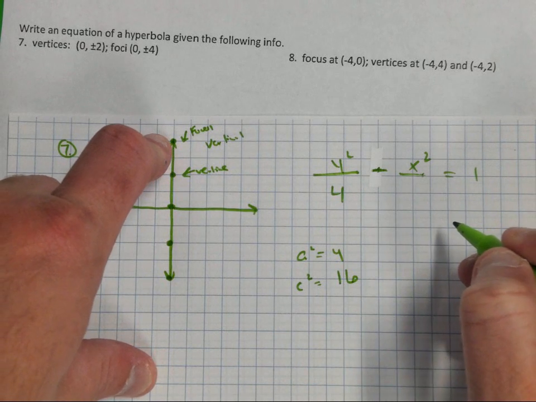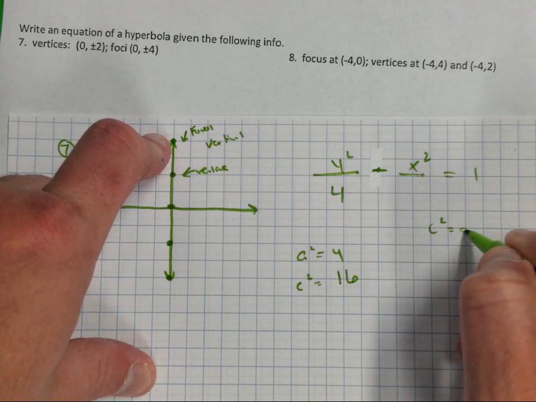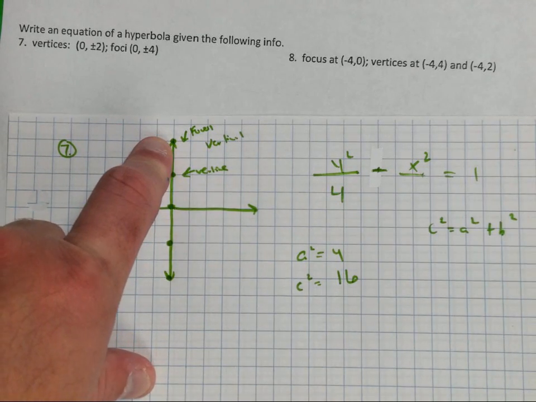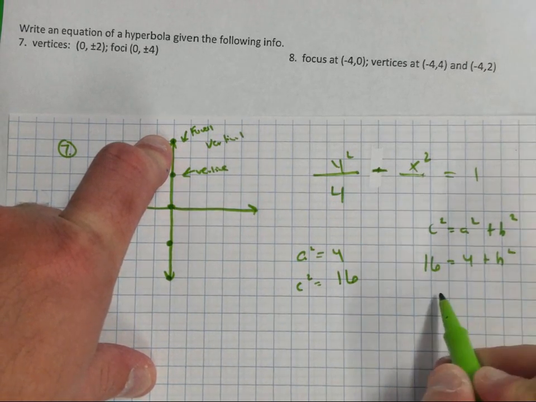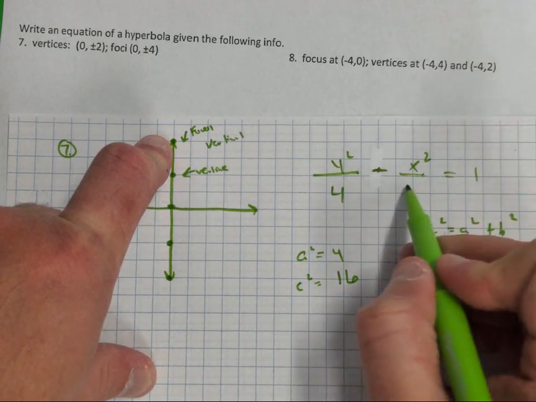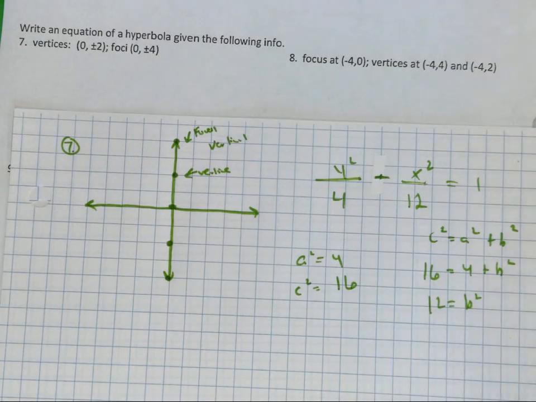Remember, our foci equation for hyperbola is c squared equals what? A squared plus b squared. We know c and we know a, so let's plug it in. 12 equals b squared. We want b squared, so that is 12. C squared equals a squared plus b squared. In hyperbola, it's a squared plus b squared. In ellipse, it was a squared minus b squared. Okay, so this is plus.